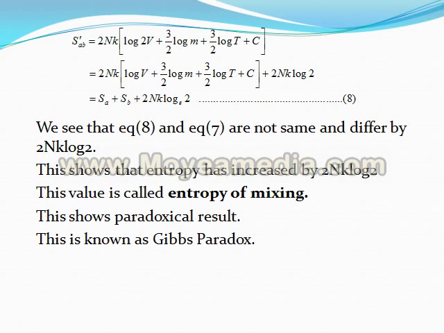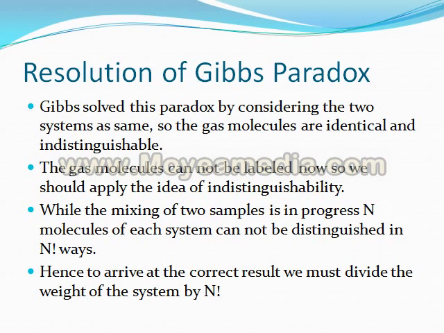So we see that equation 8 and equation 7 are not the same, and they differ by 2NK log 2. This shows that entropy has increased by 2NK log 2. This value is called entropy of mixing. This shows a paradoxical result, and this is known as Gibbs paradox. Now let's see how Gibbs paradox can be resolved. Gibbs solved this paradox by considering the two systems as the same, so the gas molecules are identical and indistinguishable.